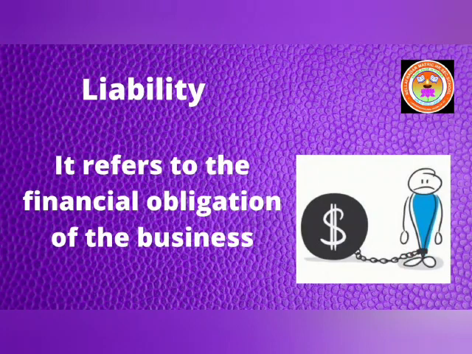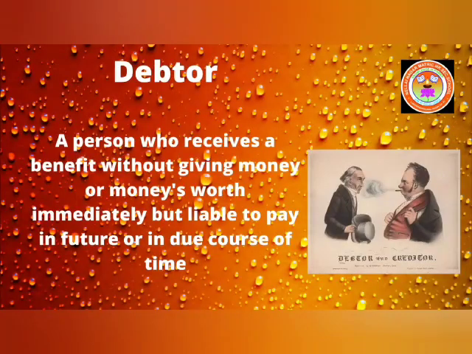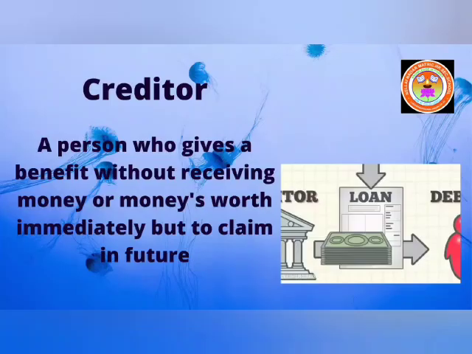Debtor. A person who receives a benefit without giving money or money's worth immediately, but is liable to pay in future or in due course of time. Creditor. A person who gives a benefit without receiving money or money's worth immediately, but to claim in future.